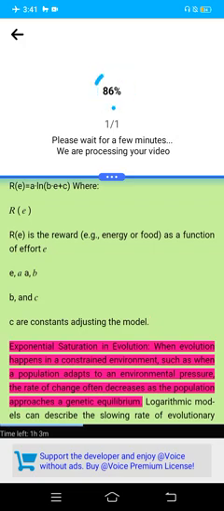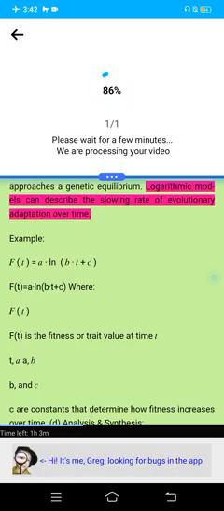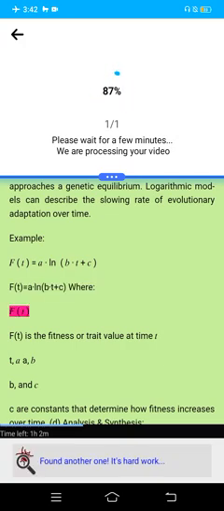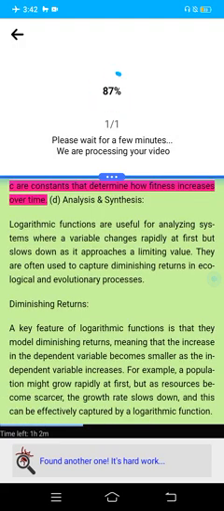Exponential saturation in evolution. When evolution happens in a constrained environment, such as when a population adapts to an environmental pressure, the rate of change often decreases as the population approaches a genetic equilibrium. Logarithmic models can describe the slowing rate of evolutionary adaptation over time. Example: F(t) = a·ln(b·t) + c, where F(t) is the fitness or trait value at time t. a, b, and c are constants that determine how fitness increases over time.